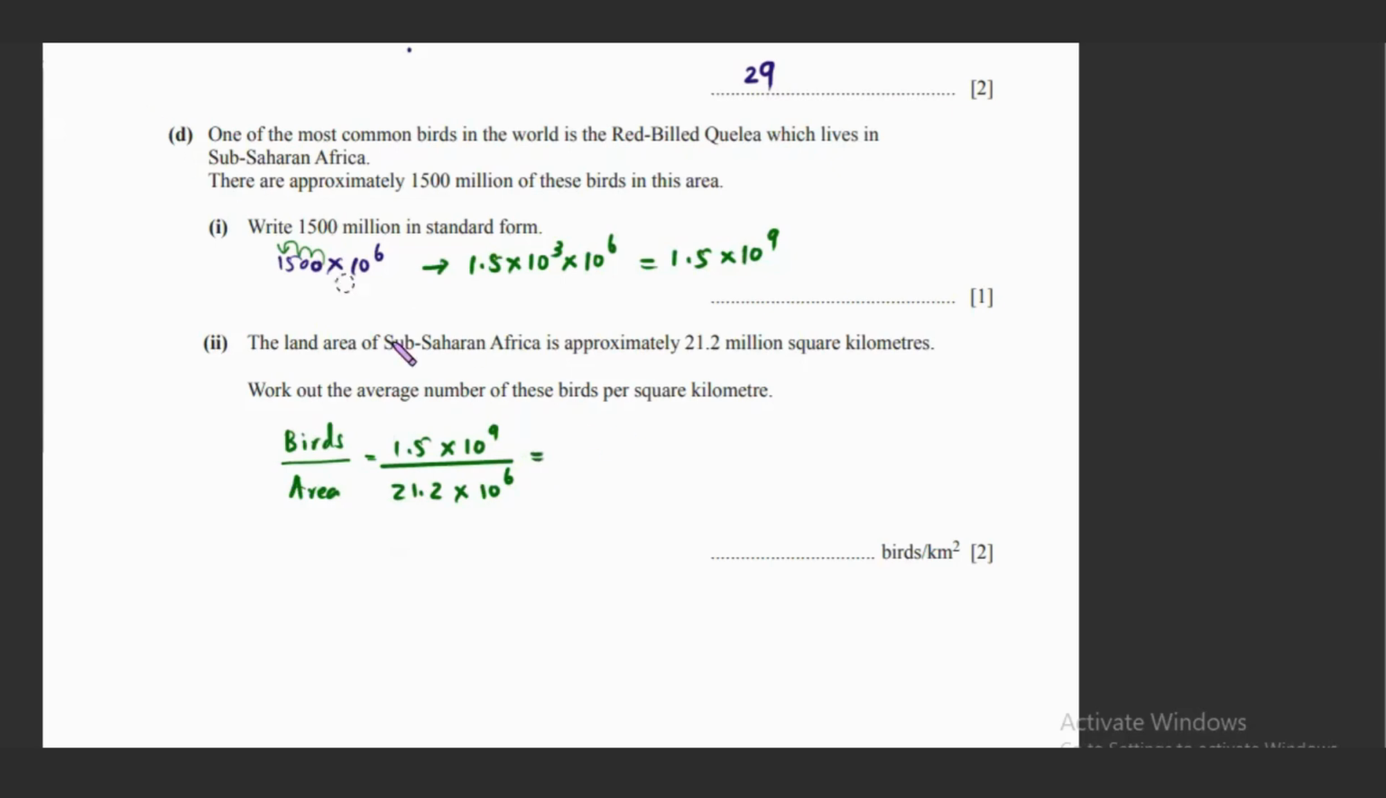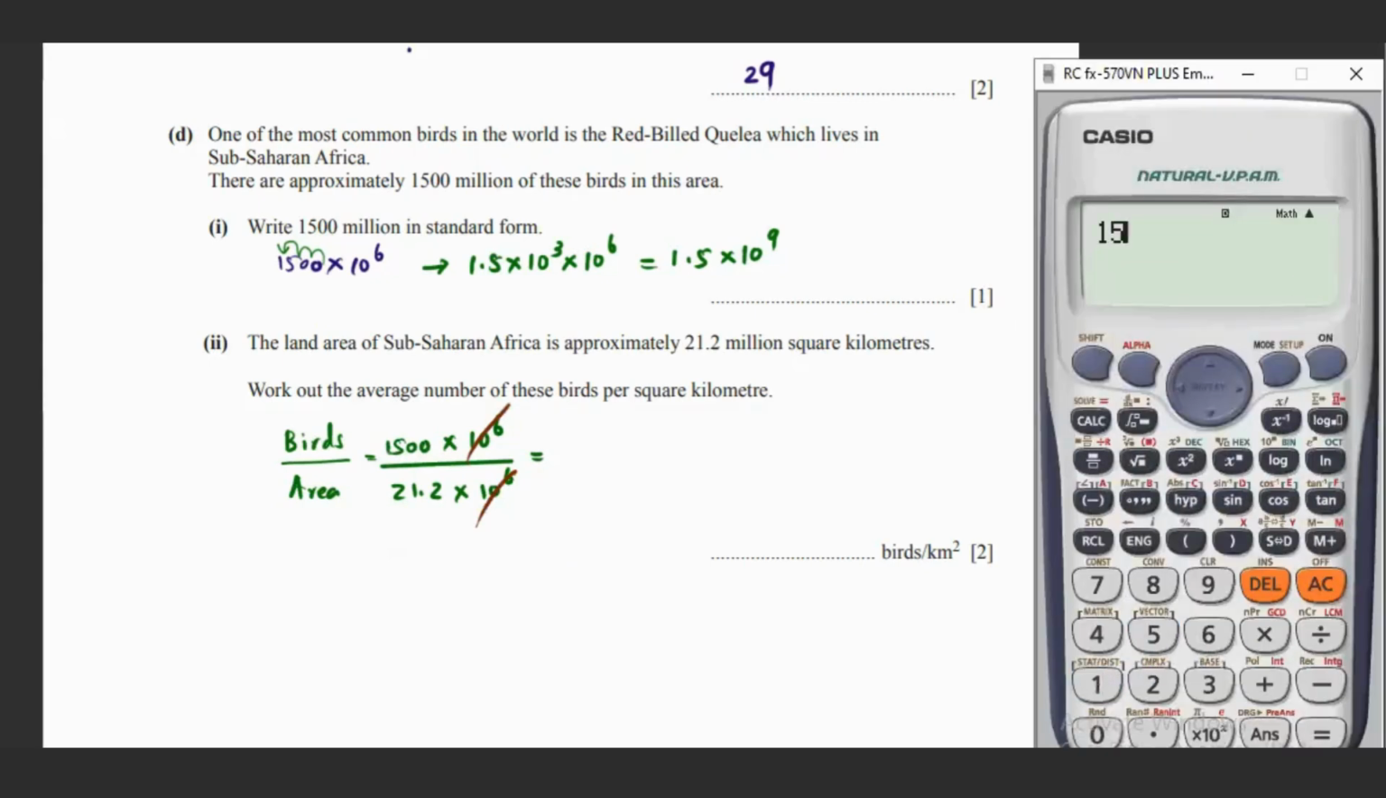So I will write this 1.5 times 10 to the power 9 as 1,500 times 10 to the power 6, just like we wrote here. So I can easily cross these two off, and I need to do the division here. That is, 1,500 has to be divided by 21.2. So when I do the division, this is what I get, which is 70.75.